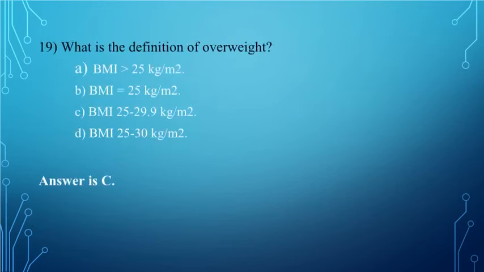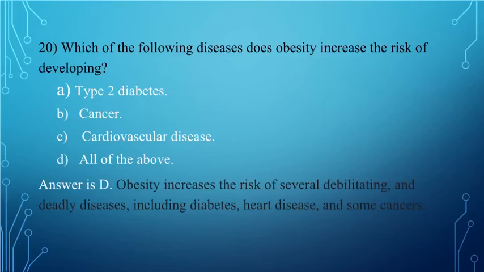19. What is the definition of overweight? A. BMI greater than 25 kilograms per square meter. B. BMI is equal to 25 kilograms per square meter. C. BMI 25 to 29.9 kilograms per square meter. D. BMI 25 to 30 kilograms per square meter. Answer is C.